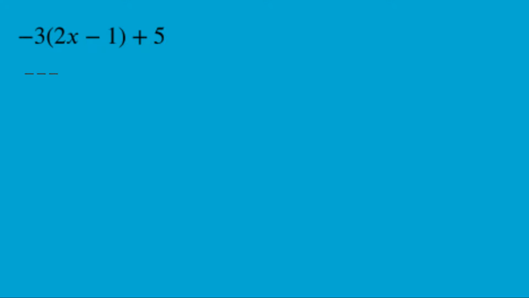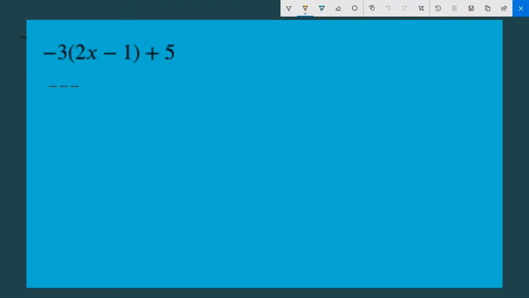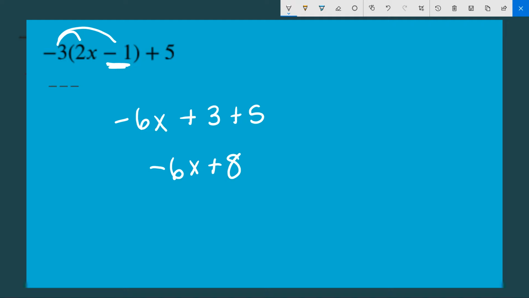Alright. Let's distribute a negative number this time. So we have negative 3 is going to multiply 2x. We get negative 6x. Negative 3 is going to multiply negative 1. Be careful with negatives times negatives. That's going to be positive 3. Add 5 more. Becomes negative 6x plus 8 in total.